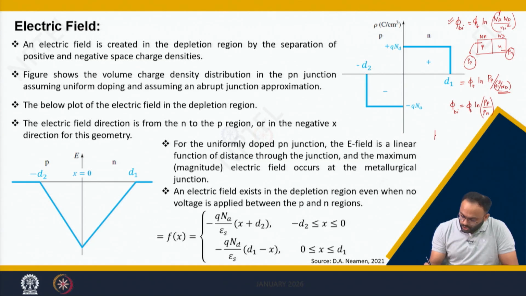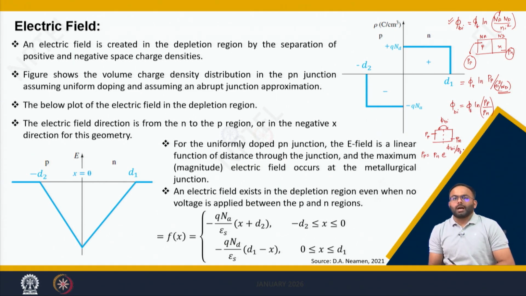Meaning, across the junction, if you know one kind of doping, let us say Pp, and you want to calculate the other side, but you know the built-in potential between this junction, phi bi, you can simply calculate the other side, which is Pp equals Pn e to the power of phi bi by phi t.